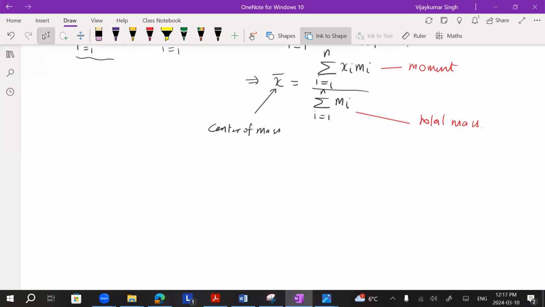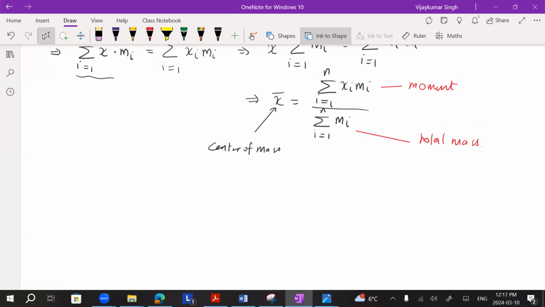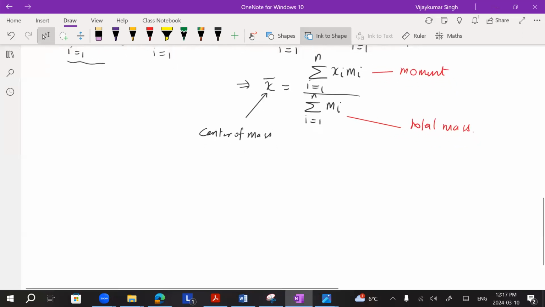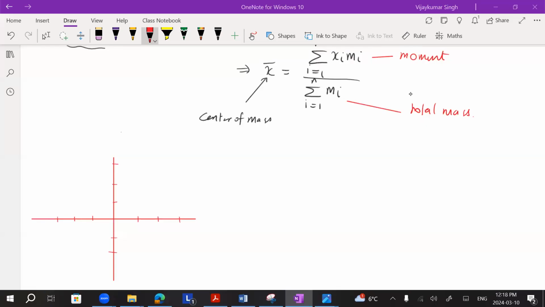All right, so now let's consider a 3D, or sorry, a 2D version of this. So what is the idea? We have basically three masses. M1 is at (3, 2), with M1 equal to, say, 8 kilograms.